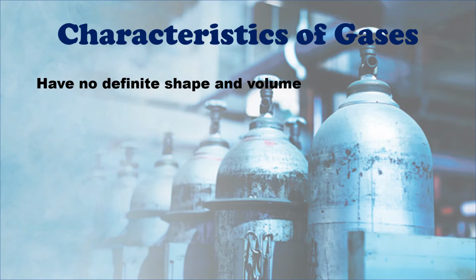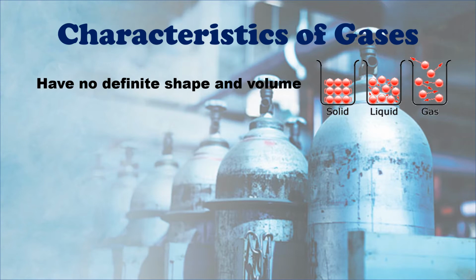First, gases have no definite shape and volume. As seen on the picture, if you compare a solid, a liquid, and a gas, solids have a definite shape and they also have a definite volume. Liquids do not have a definite shape because they follow the shape of their container, but they have a definite volume. Gases do not have a definite shape and they also do not have a definite volume because they randomly move.